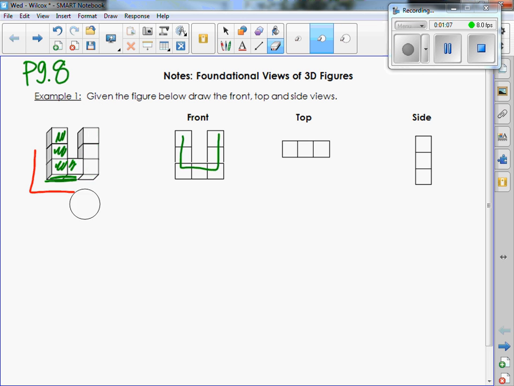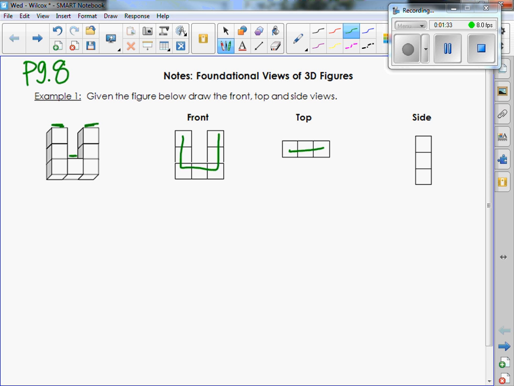If you were to build this figure and stand on top of your desk and look down at this figure, the top view that you would see is the top of these 3 columns. Even though 2 of the columns are taller than the third one, you're still just seeing a straight line of those 3 tops, which is what you see here provided.